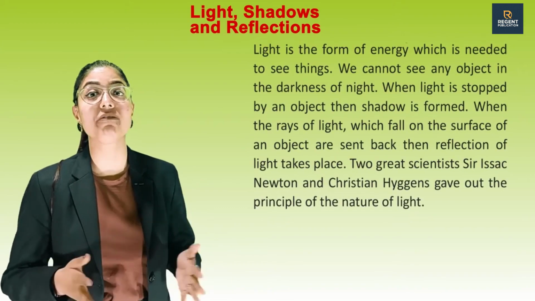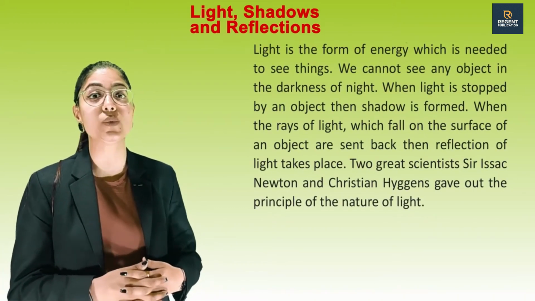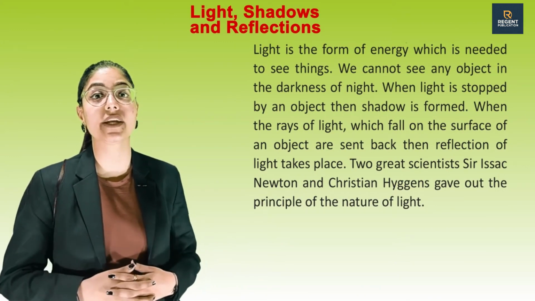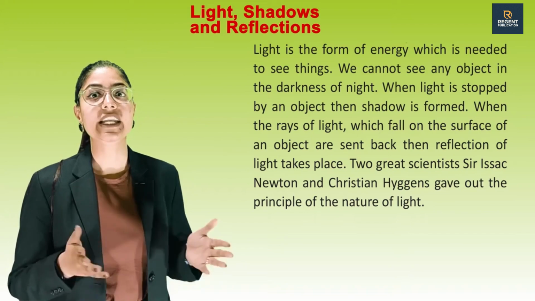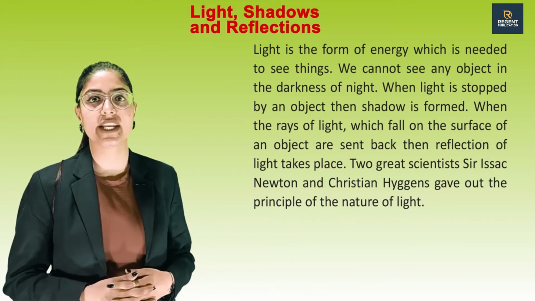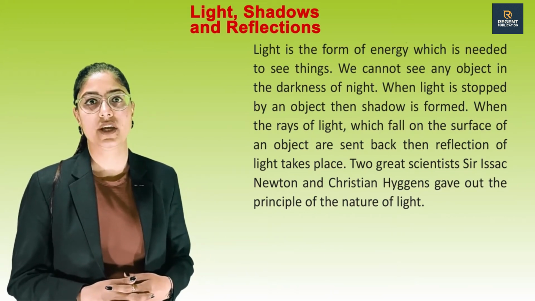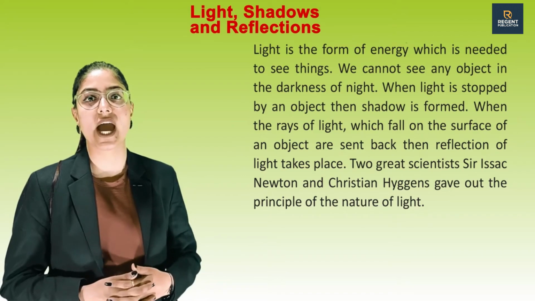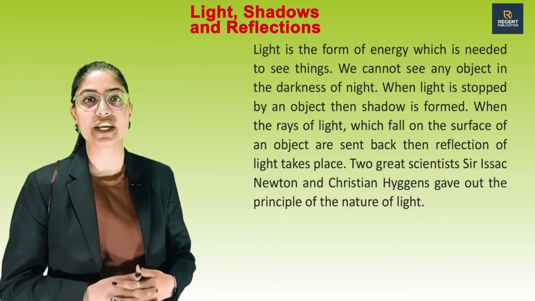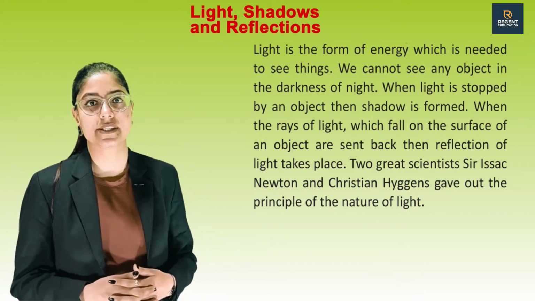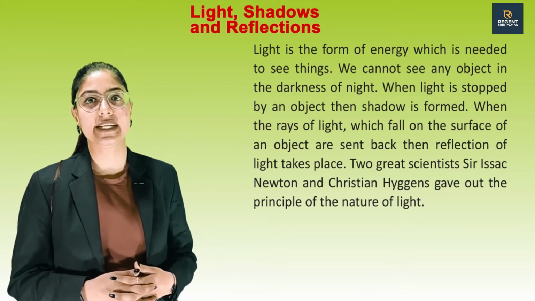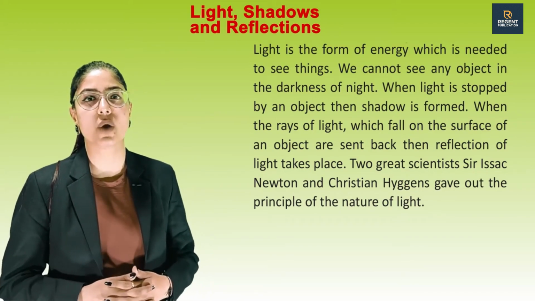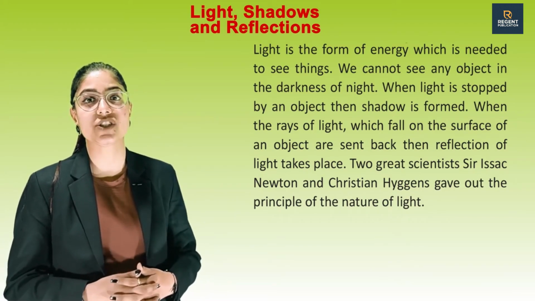Light is the form of energy which is needed to see things. We cannot see any object in the darkness or absence of light. When light is stopped by an object, then a shadow is formed. When the rays of light which fall on the surface of an object are sent back, then reflection of light takes place. Two great scientists, Sir Isaac Newton and Christian Huygens, gave out the principle of the nature of light.